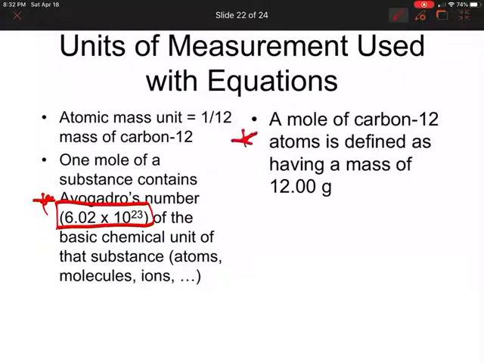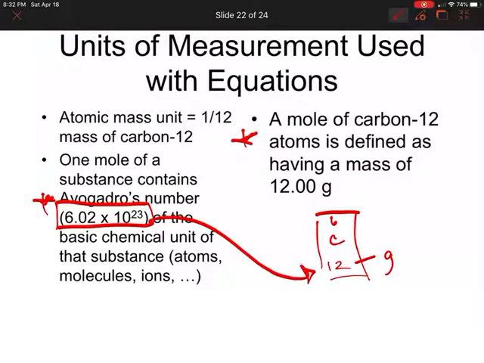So it's giving you this example of carbon. If you look at carbon on the periodic table, it's number 6, and 12 is the mass, and so that means that it's about 12 grams. Okay, if you had 6 times 10 to the 23rd atoms of carbon, then it would equal 12 grams.